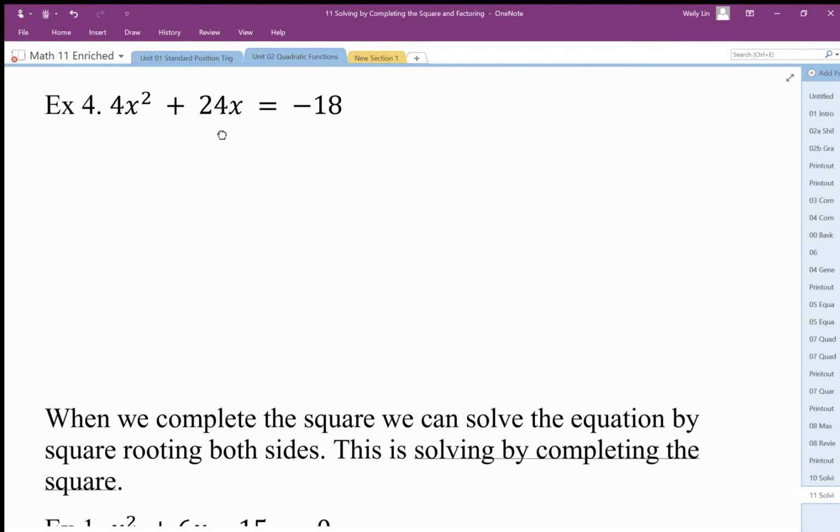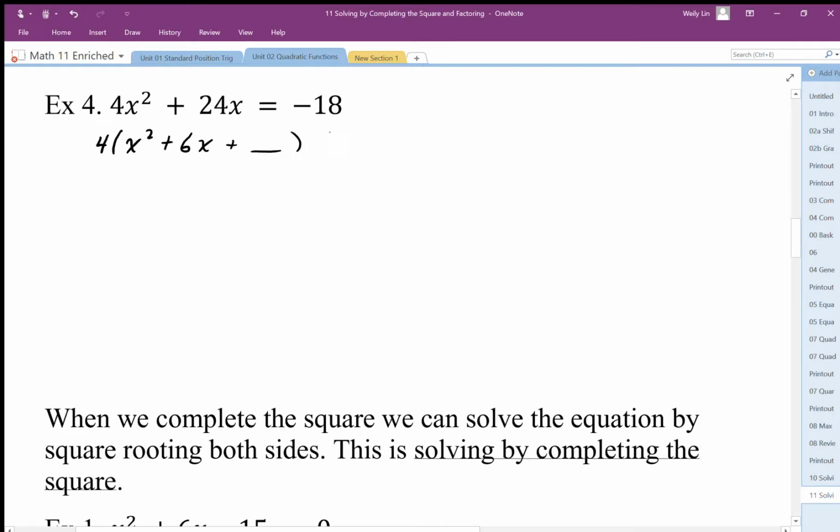So again, here we want to factor out the 4 to make it easier to complete the square. Although this one here, since 4x squared does actually make a square, we could actually try to make a perfect square with the 4 and the 24x. However, it's probably much easier just to do it with our x squared and 6x.